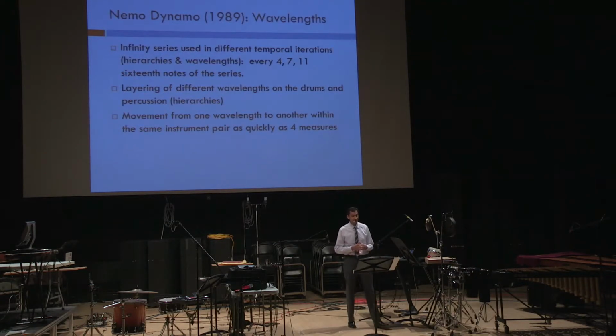Neeraj applies this process into his composition Nemo Dynamo for solo percussionist and computer-controlled sounds. Written in 1989 for percussionist Gert Sorensen, Neeraj layers hierarchies and wavelengths, for example, 4, 7, and 11. In addition, he moves between different hierarchies and wavelengths on pairs of percussion instruments with increasing frequency. In this way, he's able to create temporal motion to the listener that sounds like accelerandi, but in fact are rhythmic iterations of the basic underlying infinity series.